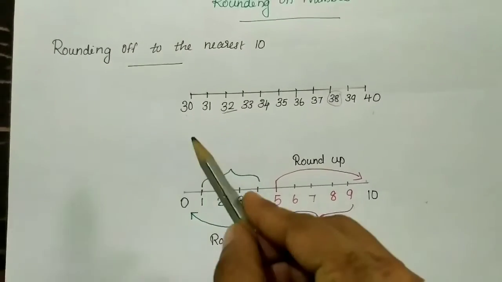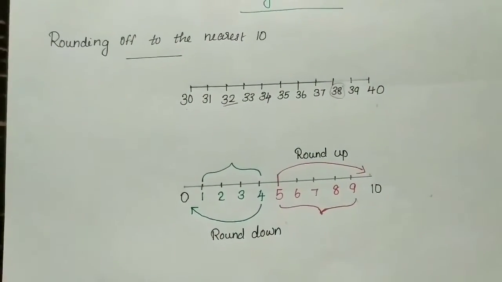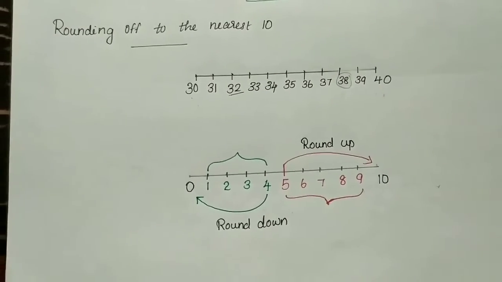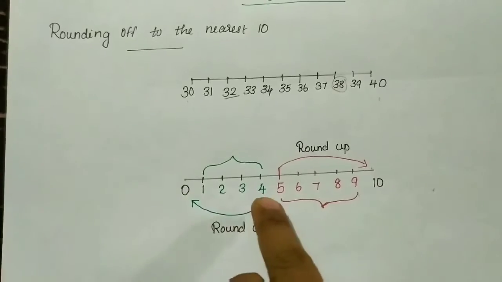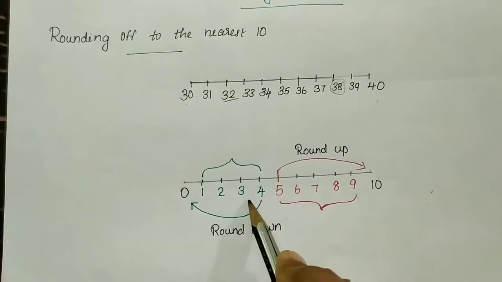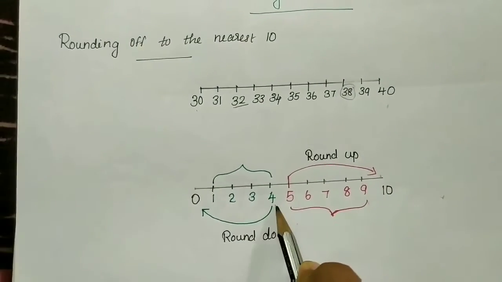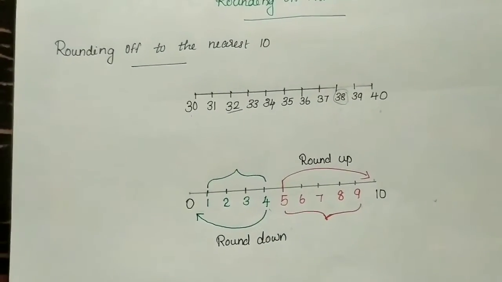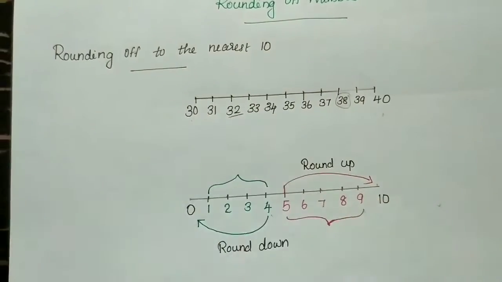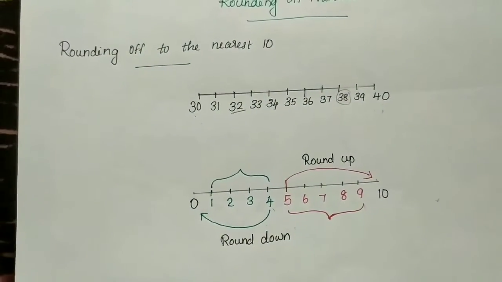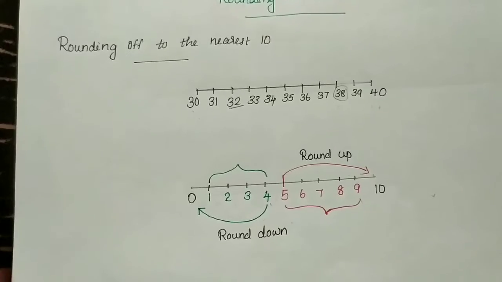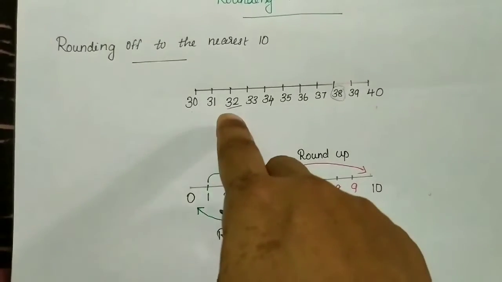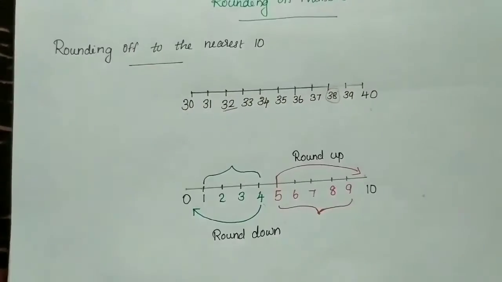We can also round off this number 32 in another method. That is, if the digit in one's place is any of these numbers 1, 2, 3, 4, then round the number down. The digit in one's place is 2. So, round the number 32 down. That is, 32 can be rounded off to 30.